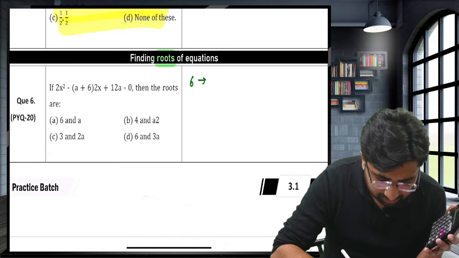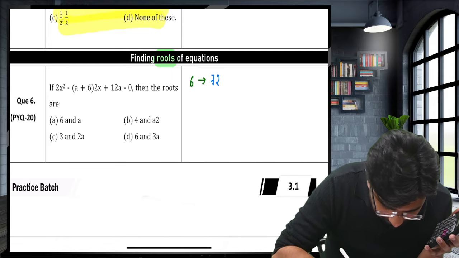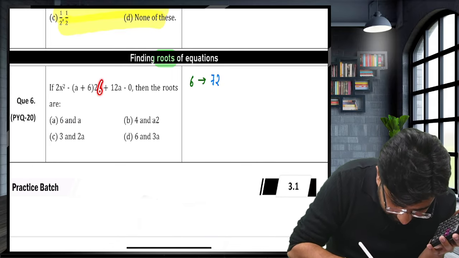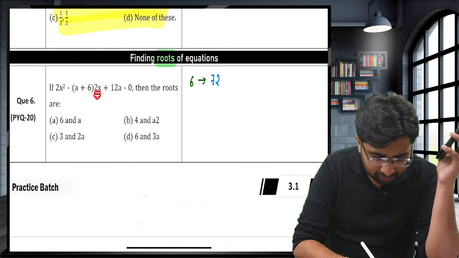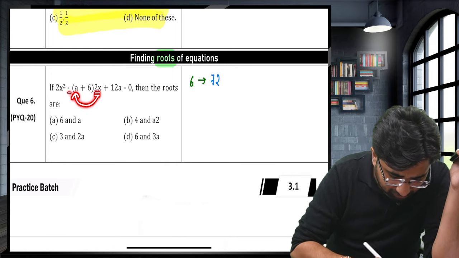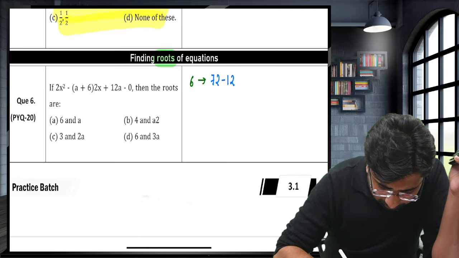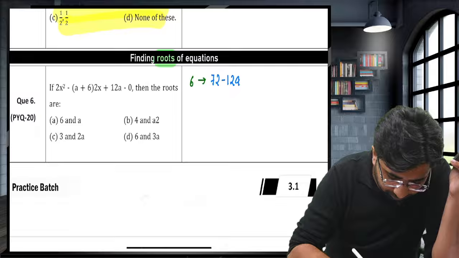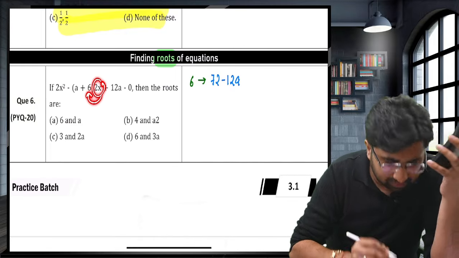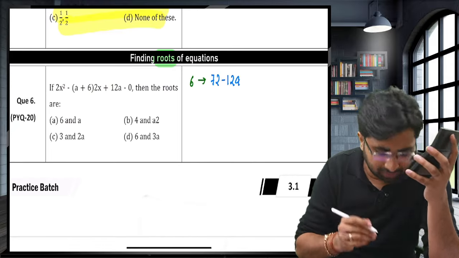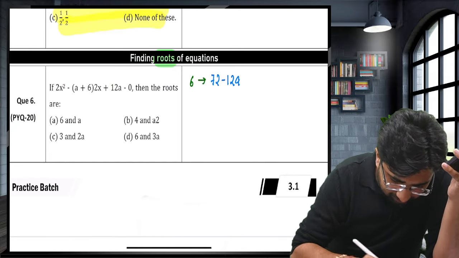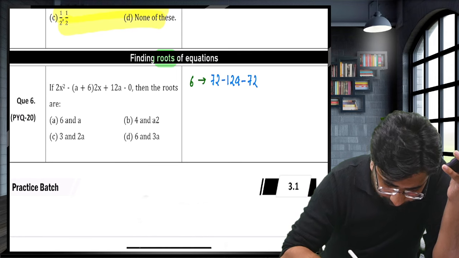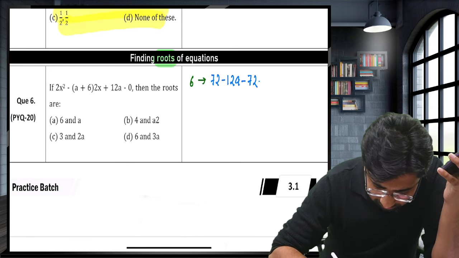When you put 6, 72. Here 6 into 2, 12. 12 into a, 12a with minus sign, minus 12a. Very carefully, 12 into 6, 72 with minus sign, minus 72. Plus 12a.